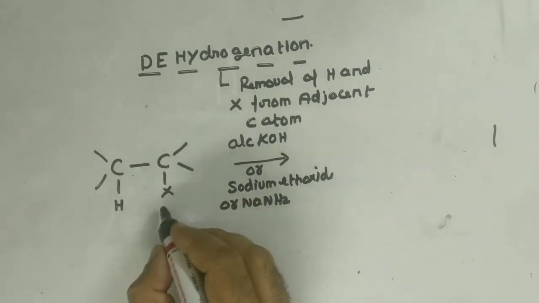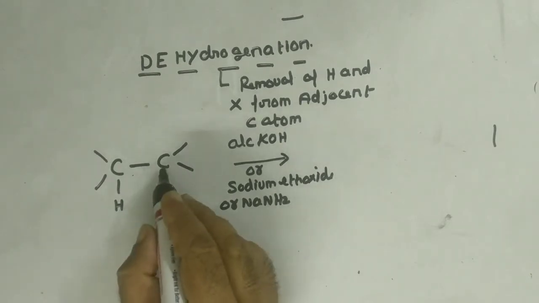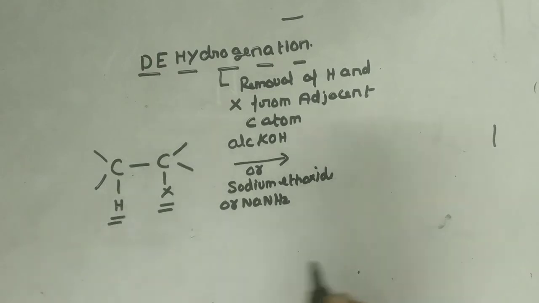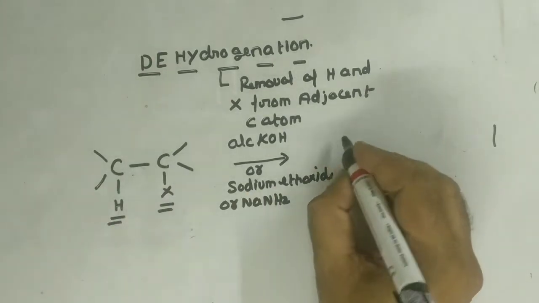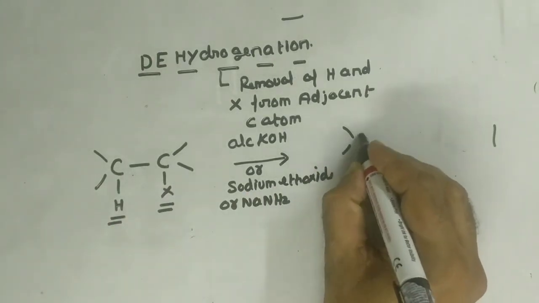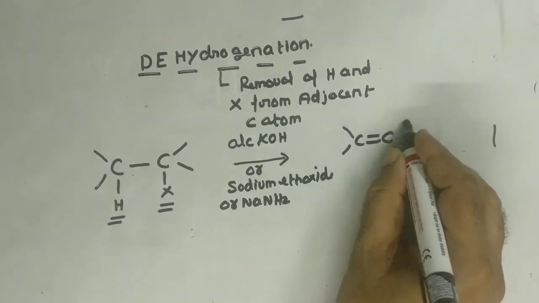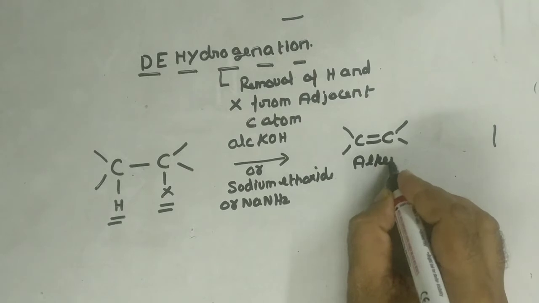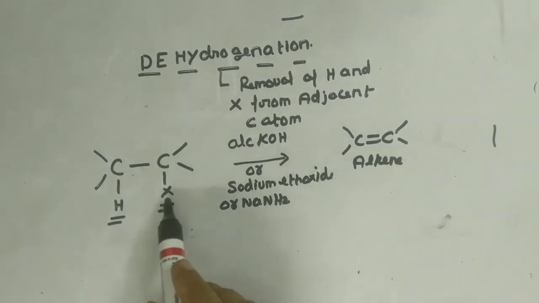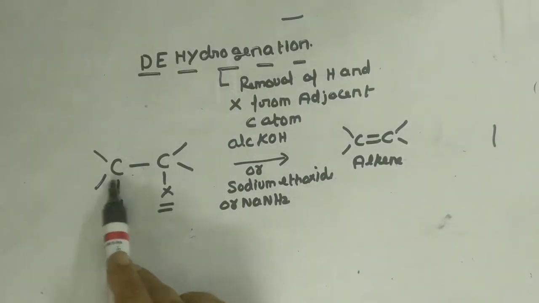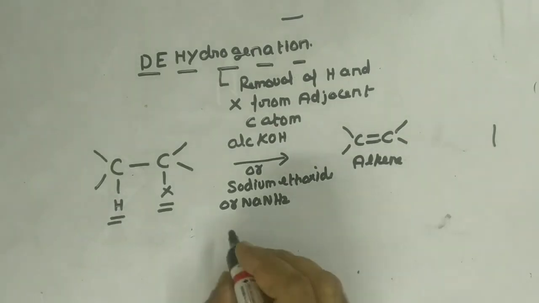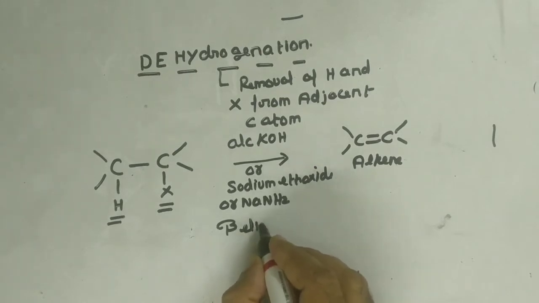Now what is going to happen if we react with these reagents? From one carbon, halogen will go away. From the adjoining carbon, the hydrogen will go away. And between these two carbon atoms, due to the elimination, we get the formation of a double bond, making a compound none other than alkene. So we remove a halogen atom and a hydrogen atom from adjoining carbons, and we get the formation of an alkene.